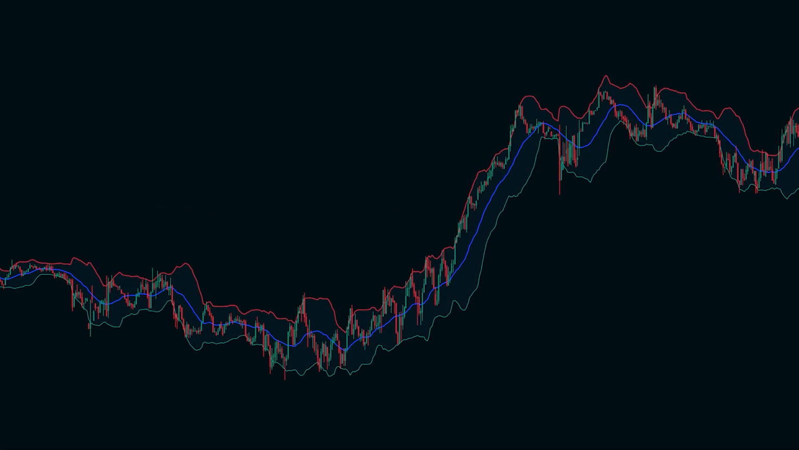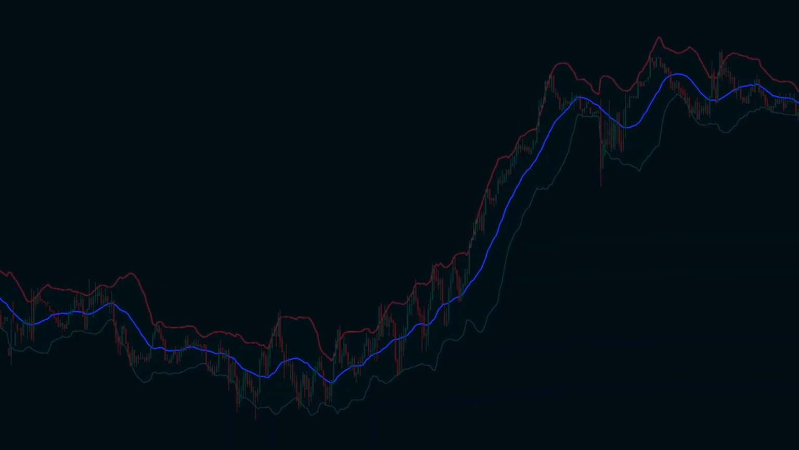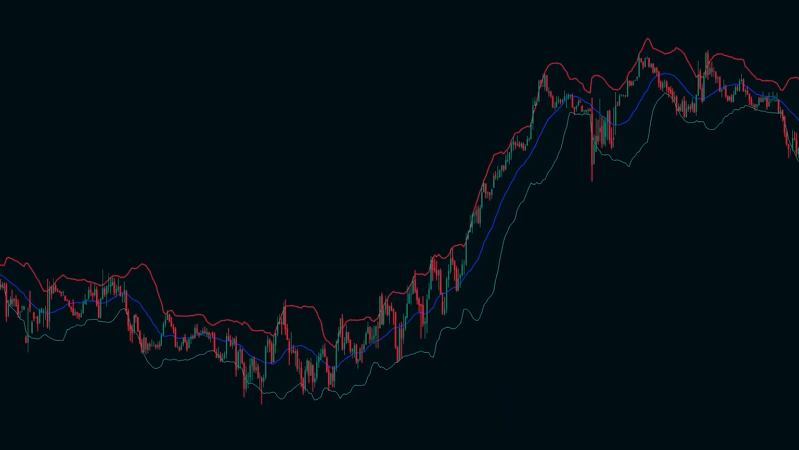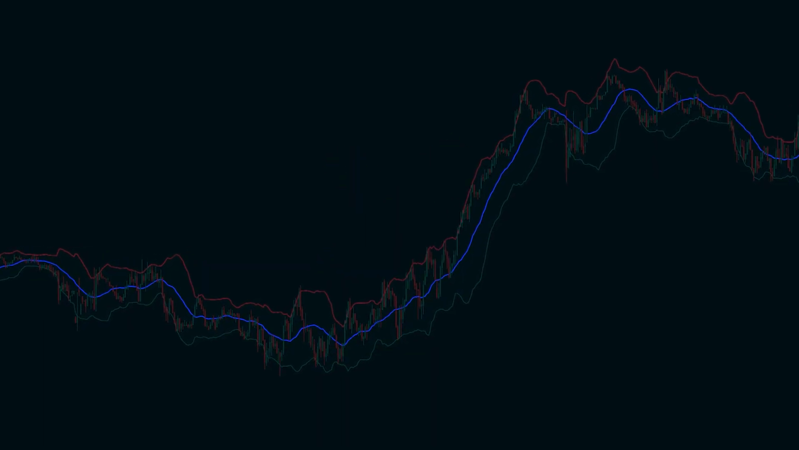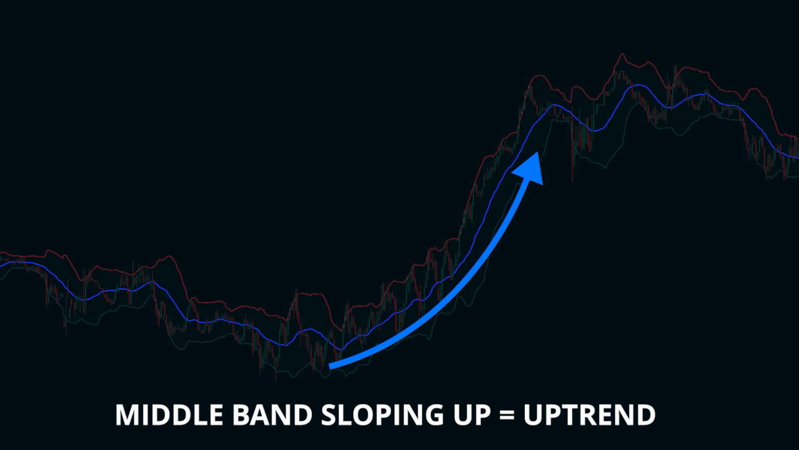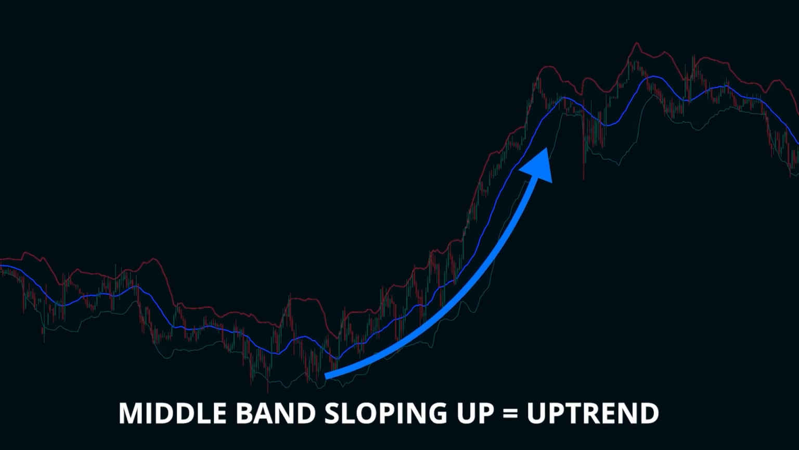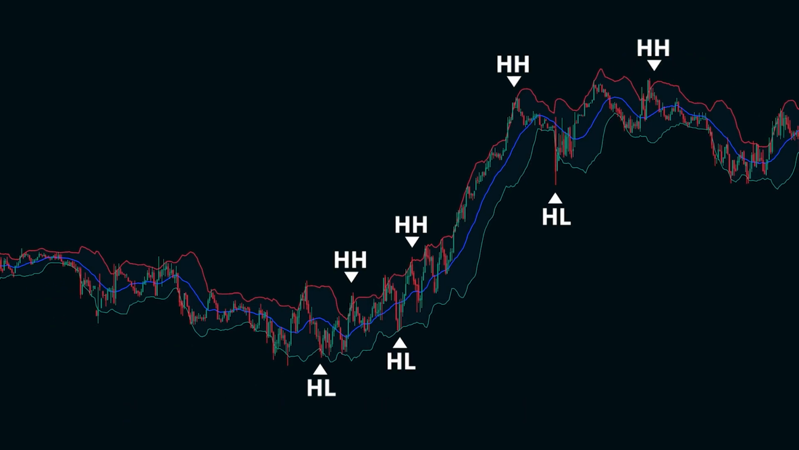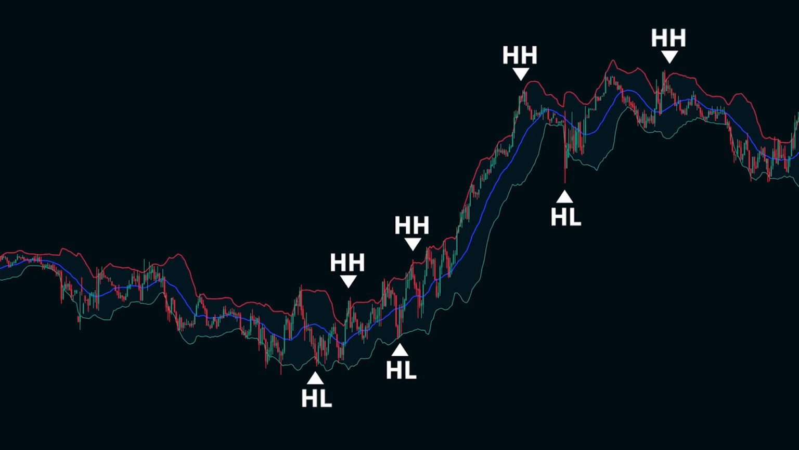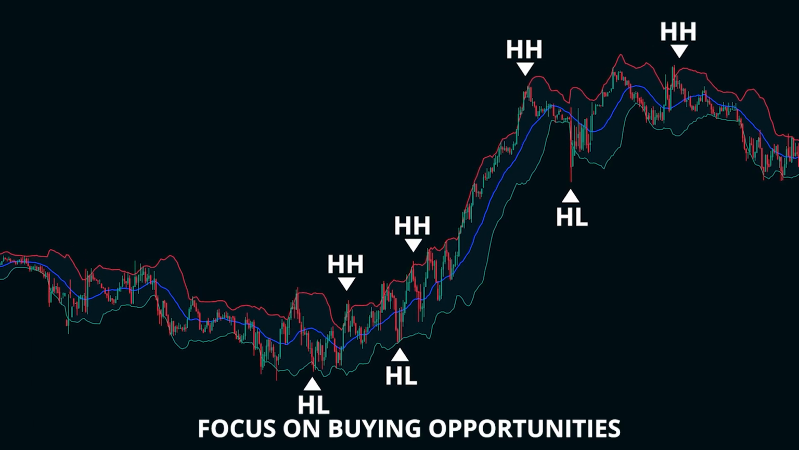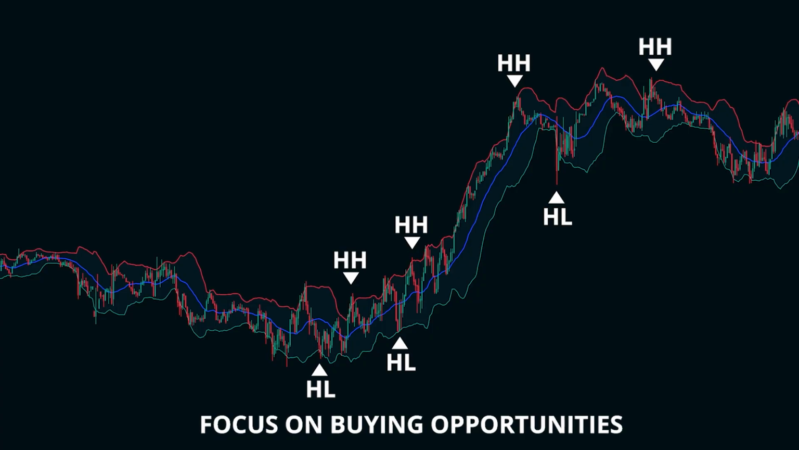The middle band is the most overlooked component of Bollinger Bands. Most traders focus only on the upper and lower bands. This is a mistake. The slope of the middle band tells you the trend. If the middle band is sloped upward and price is consistently trading above it, we can classify this as an uptrend. We should look for higher highs and higher lows to confirm the bias. If that is true, we will focus only on buying opportunities for that session.